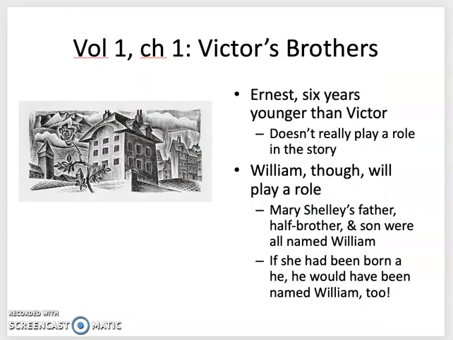The last of the three Frankenstein boys is William, and William is going to play a significant role in the plot. Mary Shelley's father, her half-brother, and one of her own sons were all named William. In fact, the one baby William is alive while she's writing this novel. He'll die tragically very young. Interestingly, if Mary Shelley had been born a he, she would have been named William too. My mom one time told me if I had been born a girl, I would have been named Susan Sobiek.